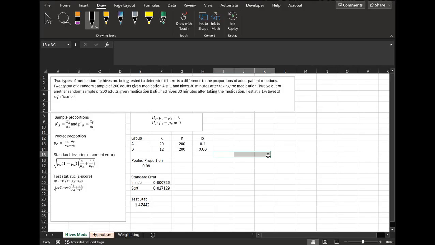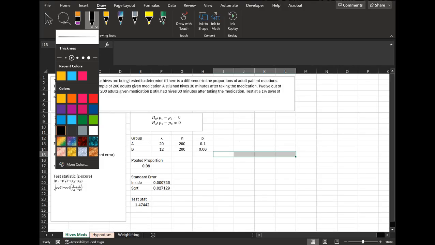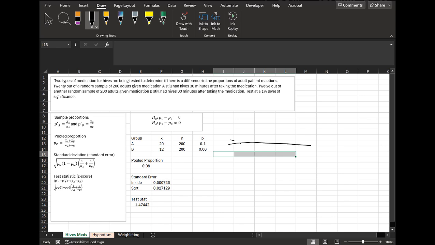Now we're going to draw it on a graph. There we go. And here's 1.47. Now remember, this is a two-tailed test, so I'm going to put this on both sides. And now I have to find these areas.